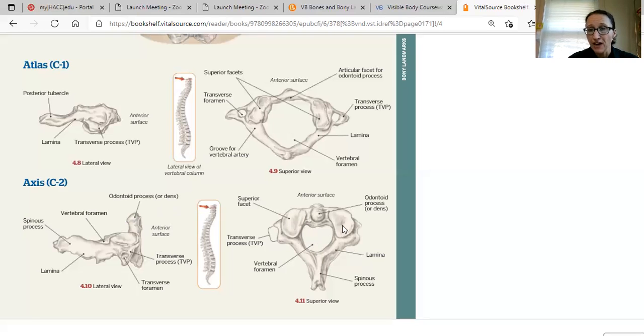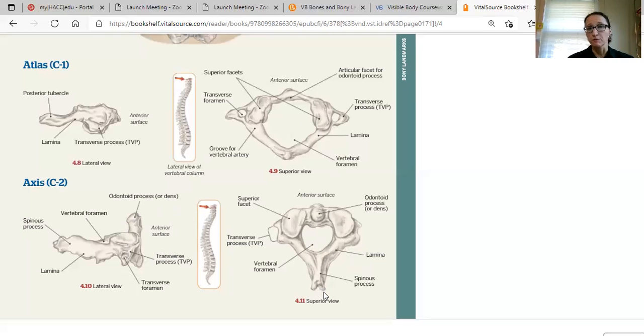Here's superior facets. Now, these superior facets are going to articulate with C1 because C1 sits on C2. You also have transverse foramen in the transverse processes here. Okay, you have lamina, right? And you have a nice large spinous process here. One of the things I do want you to note is this little bit right here. Can you see that? Yeah, there's a little notch in the spinous process.